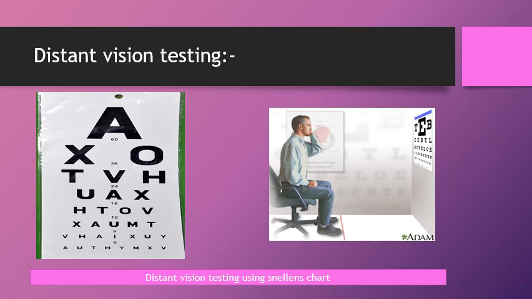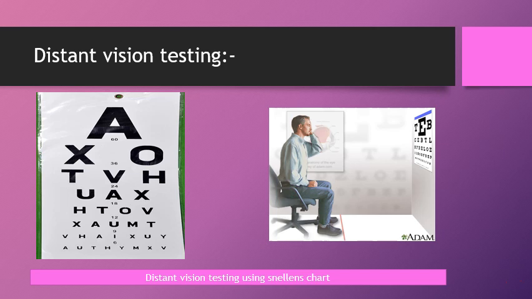The left side picture shows the Snellen's chart. It has a white background on which black letters are placed. The letters are decreasing in size as we go down, and the first letter is represented by 60. As we go down, it is represented as 36, 24, 18, 12, 9 and 6. Here the 60 represents that a normal person can see the topmost letter at 60 meters distance.